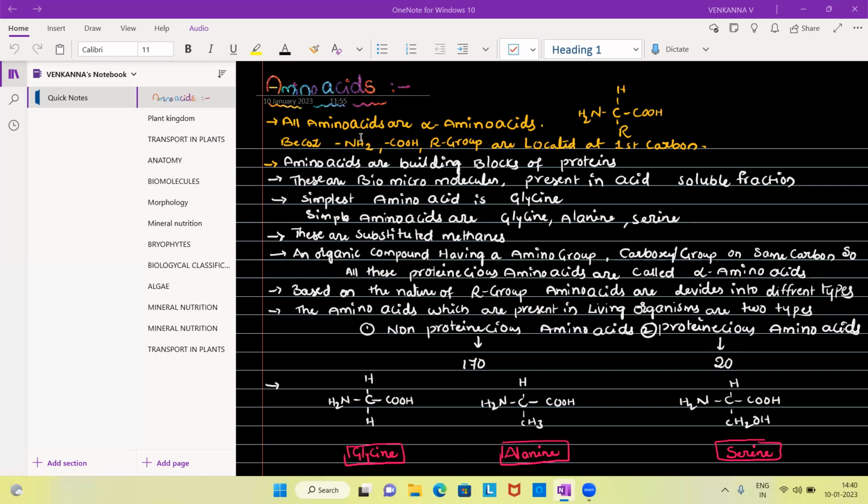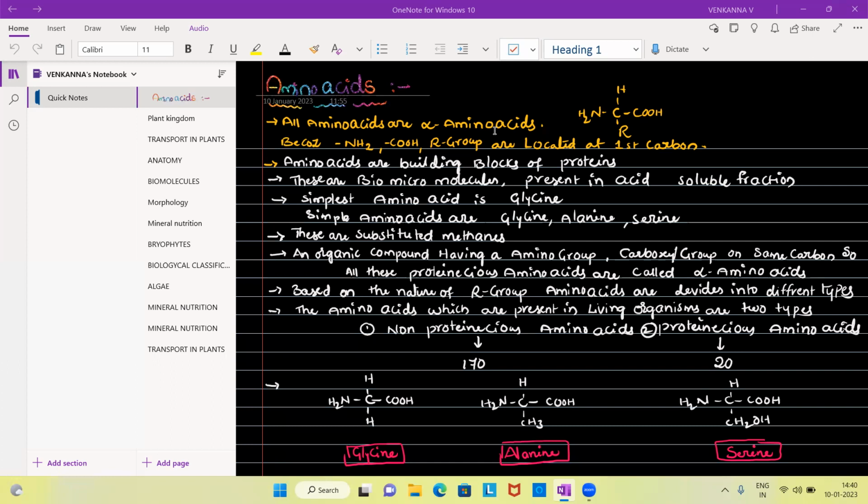Amino acid is a biomicromolecule which is present in the acid soluble fraction. It is an organic compound. All amino acids are alpha amino acids. Every amino acid has four valency positions. The four valency positions of the alpha carbon are occupied by four different groups: hydrogen, free radical group (R group), carboxyl group, and amino group.